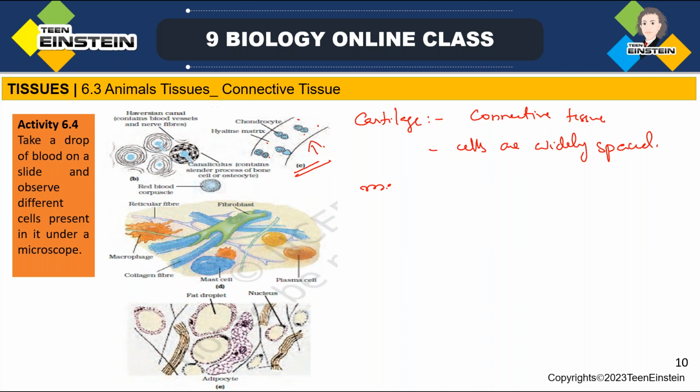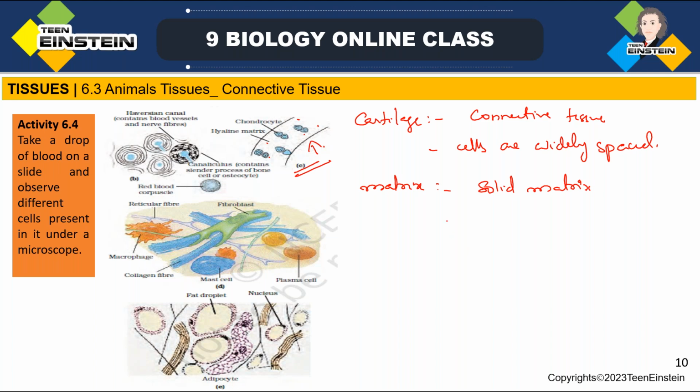And here, while writing about connective tissue, we need to mention which type of cells are there and whether intercellular space is present between cells or not. Then about the matrix, we need to mention whether it is a fluid form or a hard form, the nature of the matrix. So first we said cartilage is a connective tissue and here cells are widely spaced. Next about the matrix, we need to tell that it is a solid matrix.